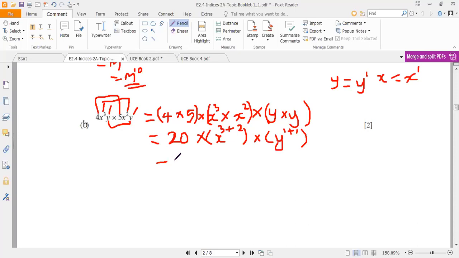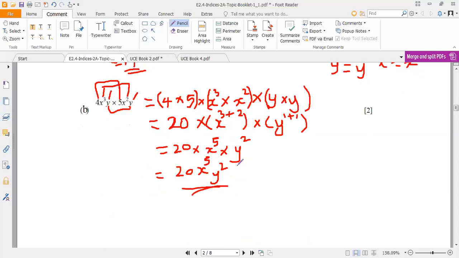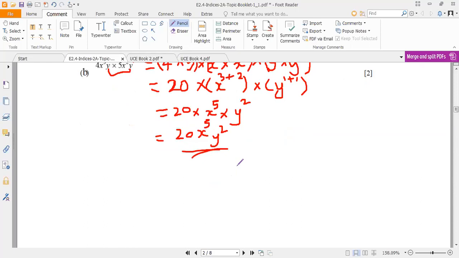So if I go ahead, I'll have 20 multiplied by x power 5 multiplied by y power 2. So this will be 20 x power 5 y power 2. That's our answer. Any question on this example?